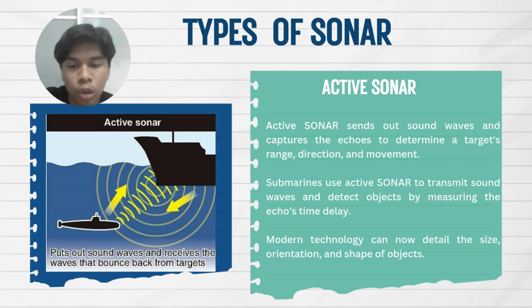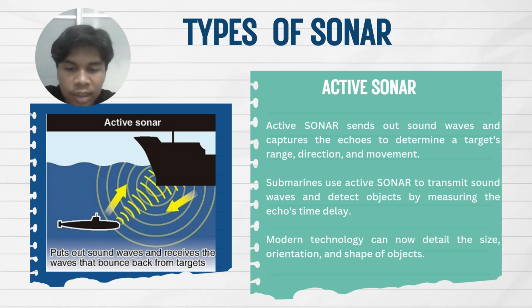So let me continue on the types of sonar, one of which is active sonar. Basically, active sonar emits sound waves and captures the echoes to determine a target's range, direction, and movement. Objects like submarines utilize active sonar to send out sound waves and detect objects by measuring the time delay of the returning echo. Modern technology can now provide detailed information about the size, orientation, and shapes of objects.